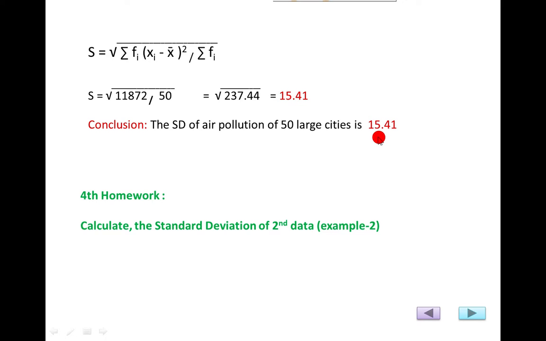Okay, now for homework, this is the fourth homework. Calculate the standard deviation of the second data, example number 2. Next time we will start a new topic.